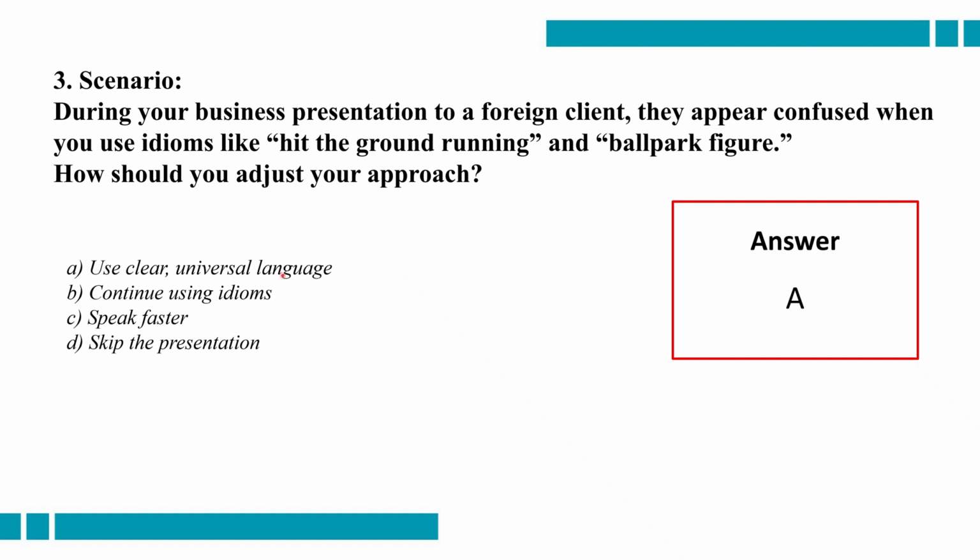Why not the other options? So option B is continue using idioms. So the client will remain confused and your message will fail. Speak faster, this would make the confusion worse, not better, and skip the presentation. Avoiding the presentation solves nothing. The issue is in your delivery style, not the meeting itself. So, in the articulation exam, if the question is about cross-cultural communication, always pick the answer that focuses on simplicity, clarity, and respect. So here, option A is correct.